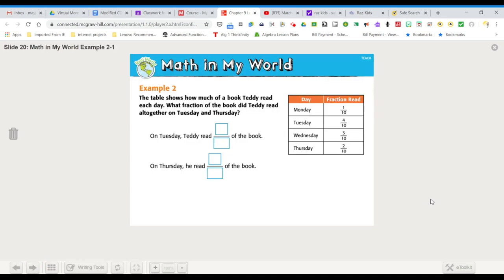Example 2. The table shows how much of a book Teddy read each day. What fraction of the book did Teddy read altogether on Tuesday and Thursday? Tuesday and Thursday. So on Tuesday, Teddy read 4/10. On Thursday, he read 2/10. So we're looking at 4/10 and 2/10.